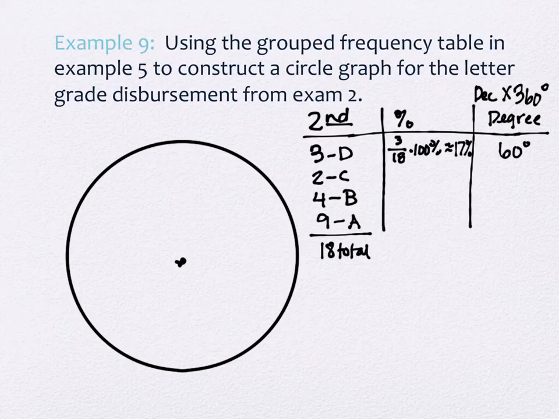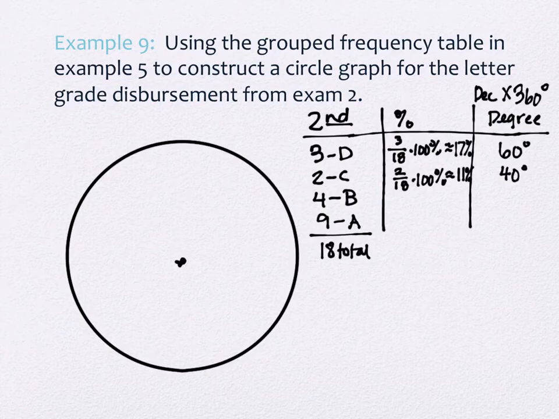Okay, so that's the representation for the letter grade of D. The letter grade of C is 2 out of 18 times 100. So what percent approximately is that one? Yeah, 11%. And again, if you then divide by the 100 and multiply by 360, what degree measure is that one? 40. It's 40.